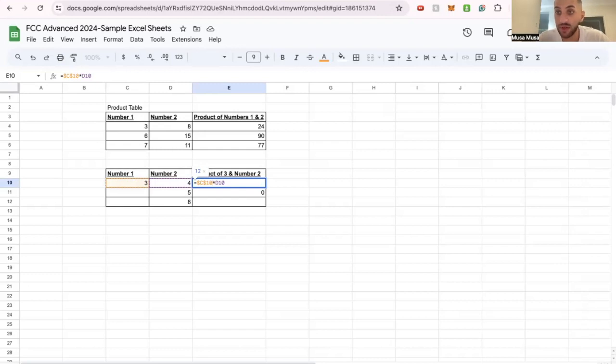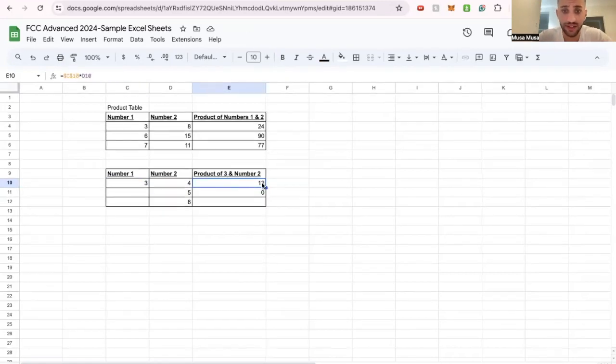What that tells Excel is always look at C10. It doesn't matter if I drag down or drag up or move right or move left. It's always going to look at that number in this cell. So now it doesn't change this one because it's still always going to look at C10.